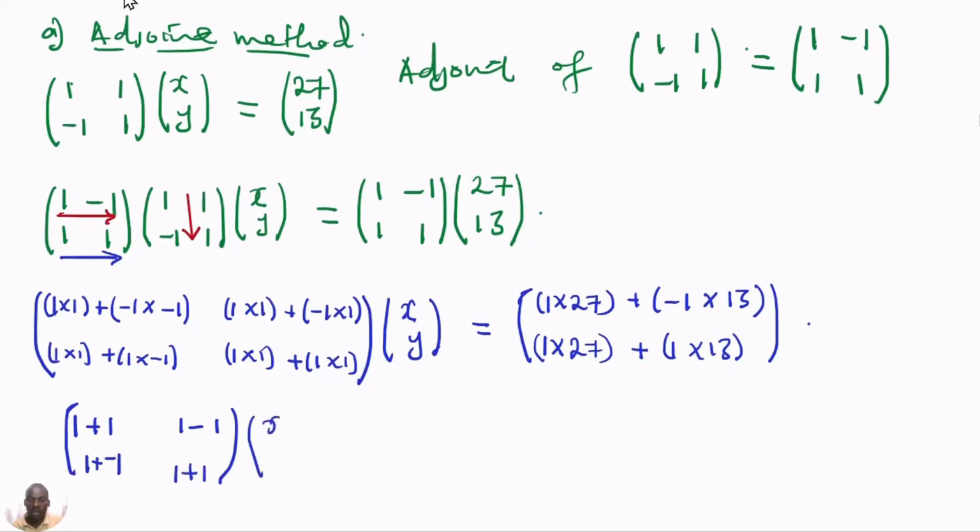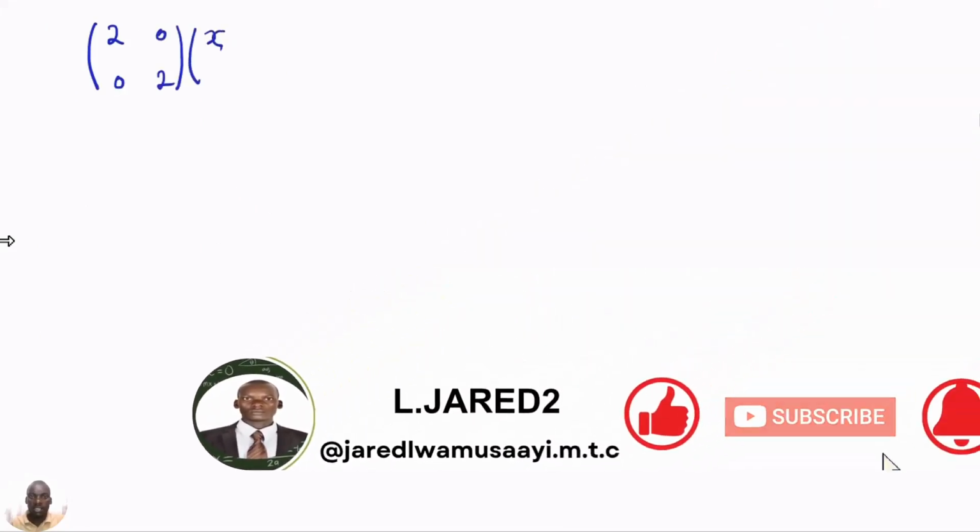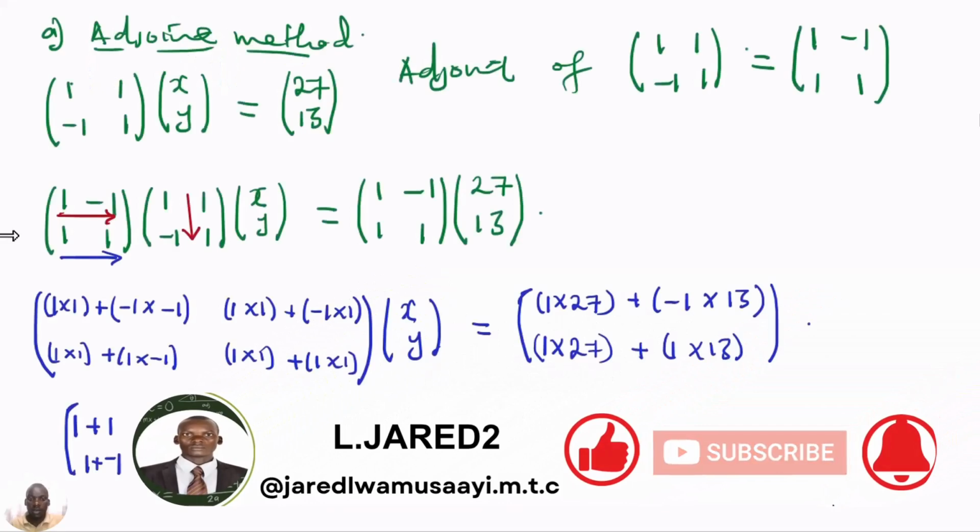The whole of it multiplied by x, y should be equal to, as we simplify, 1 multiplied by 27 is 27. Then plus the negative 1 multiplied by 13 is negative 13. Then the downer one, we have 1 multiplied by 27 to give us the 27, plus the 1 multiplied by 13 to give us 13. As we simplify further, we are going to have the 2, a 0, then a 0, the 2, into the x, y equals to, we can review, this is a 2, this is 0, this becomes 0, and this becomes 2. Then multiply by this.